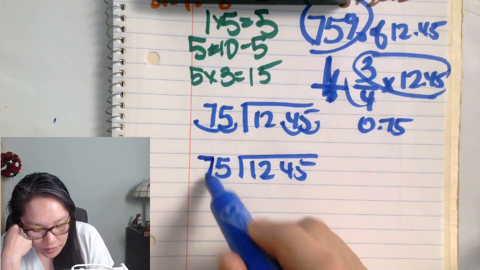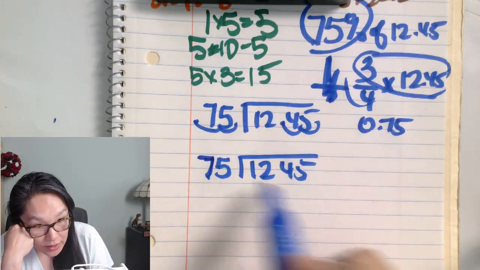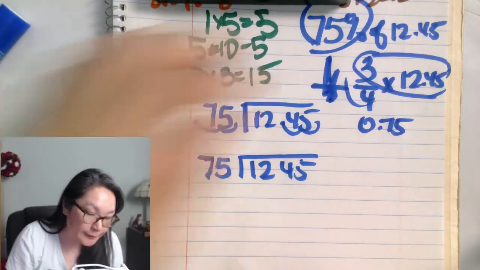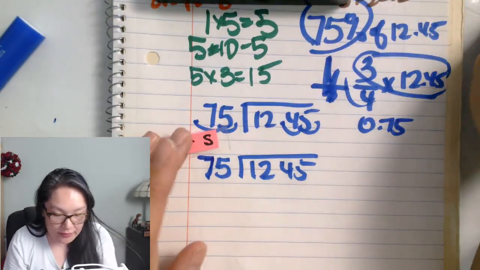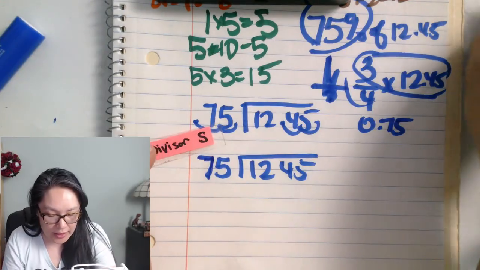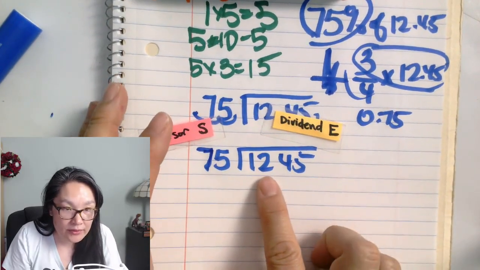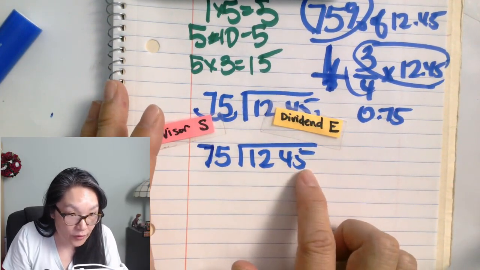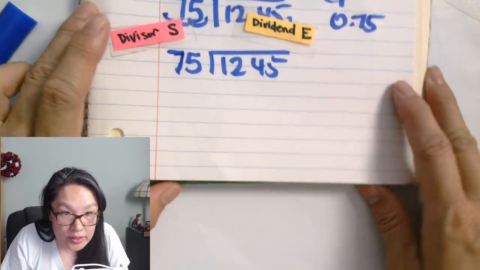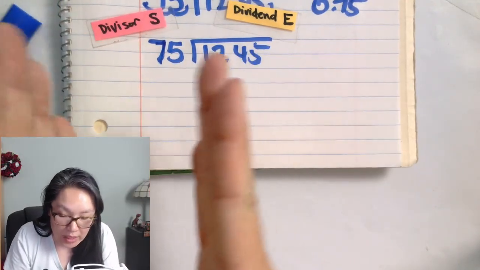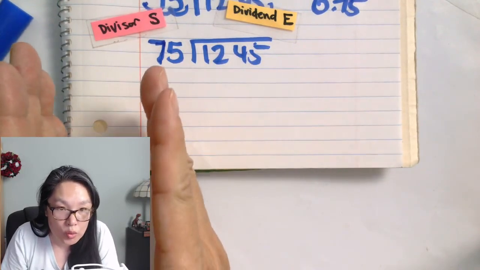So when we do that, we get to this, right? Now we have our divisor and our dividend. Our divisor is 75, and our dividend is 1,245. So we're going to start setting it up. Whatever we do on one side, we have to do on the other side. What we actually do is partial quotient.